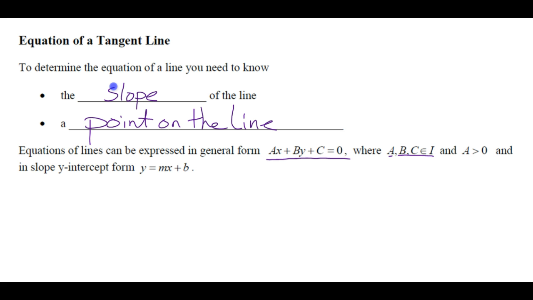Or slope-intercept form, which is y equals mx plus b. M is the slope, b is the intercept, x and y are just variables, and m and b can be fractions, whatever.